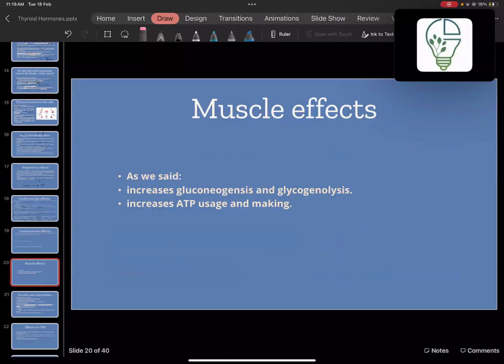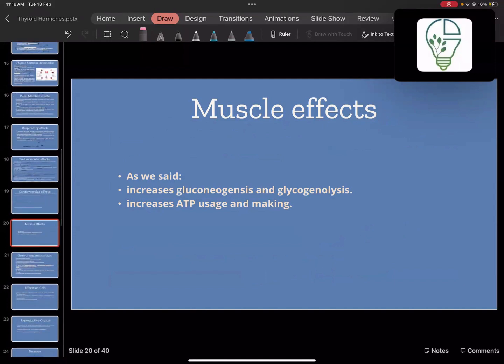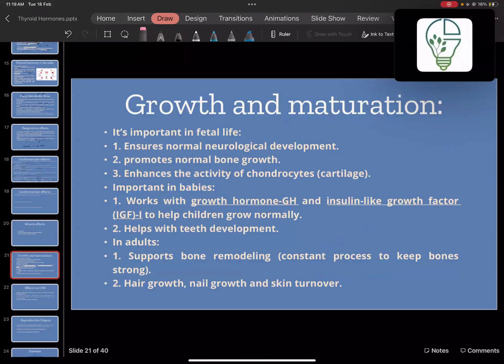We have the muscle effects. As we said, thyroid hormone increases gluconeogenesis and glycogenolysis, and it increases ATP usage and making. So now we're going to move on to growth and maturation. Basically, the most important thing is that thyroid hormone is important in neurological development. Okay? That's the most important part. And if the thyroid hormone decreases in fetal life, then they'll have severe neurological deficits.